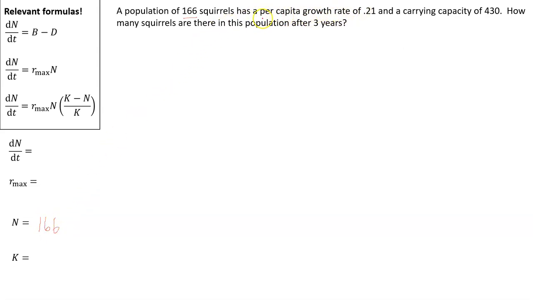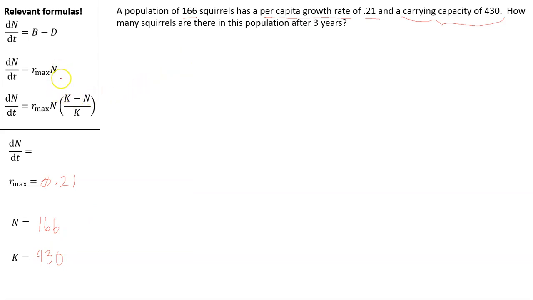There is a per capita or per individual growth rate of 0.21. I didn't put units on this, but you could put units, individuals per period of time. It's all that is. Our max per individual, I'm going to put 0.21. And also, there's something different here. Let's take a look at this. Carrying capacity of 430. You may ask what carrying capacity is. Carrying capacity is the amount of individuals, again, that this environment can support. So, 430, that's our max, right? The environment can't support any more.